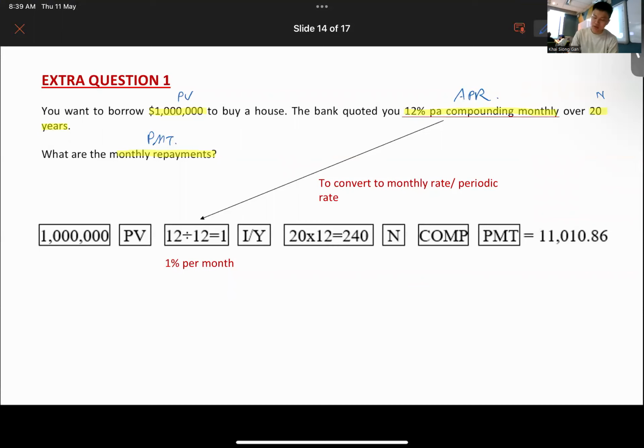Now first of all, I'm calculating monthly payments. When we talk about monthly payments, we have to calculate the monthly rate first, because the rate here is APR. So what is the formula for APR? APR equals the period rate per month times the number of periods. So I move around, and I have to use APR divided by M in order to get my period rate.